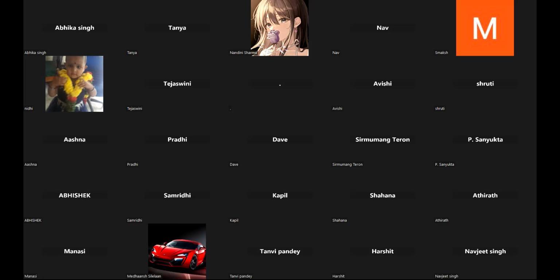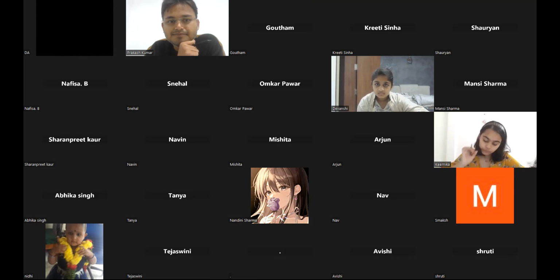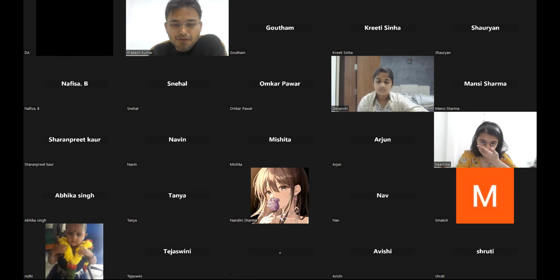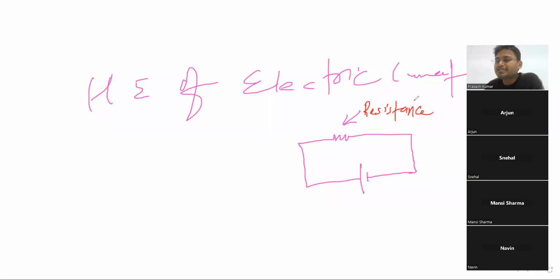Dev: when electrons strike with the molecules of the metal, they produce heat on striking with them. Okay, any other? All of you know resistors. For suppose, here is a battery, and this one is the symbol of resistance. Wherever there is resistance, there will be a heating effect, right?